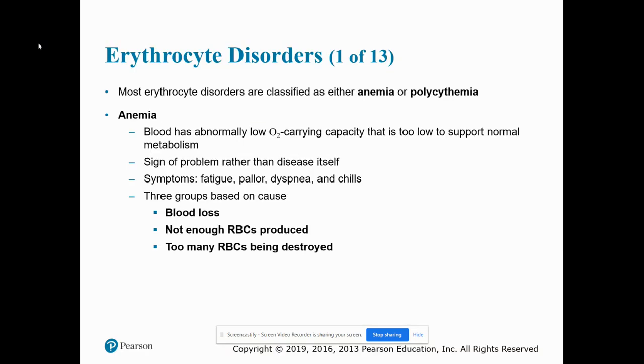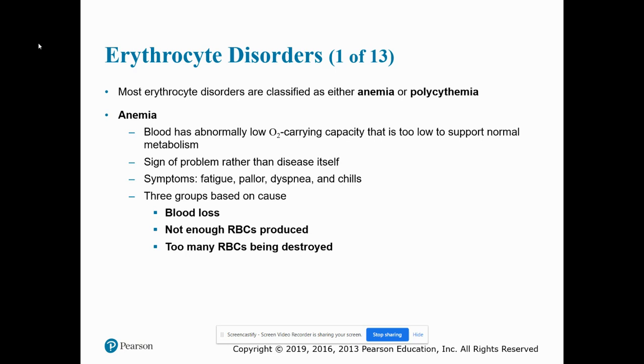Hello. This is the third part for chapter 17, which is on blood. And this one is going to focus on erythrocyte disorders. Again, erythrocytes are red blood cells, and red blood cells are the cells that are primarily responsible for carrying oxygen to the various tissues in the body, right? So most erythrocyte disorders are classified as either anemia or polycythemia.